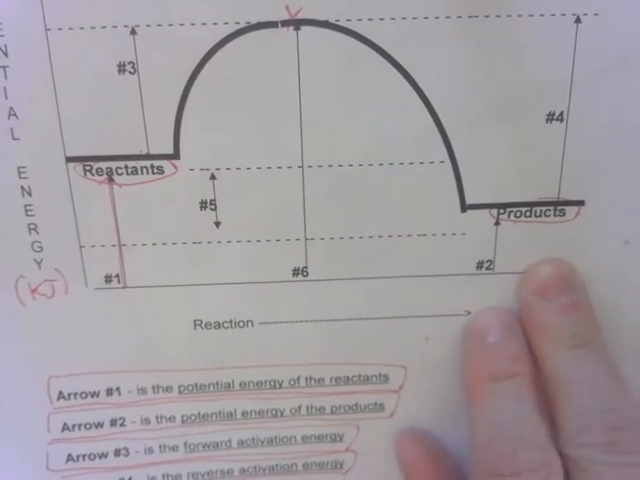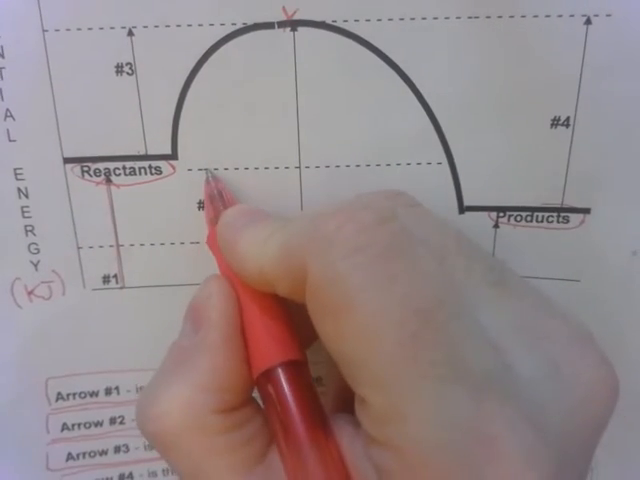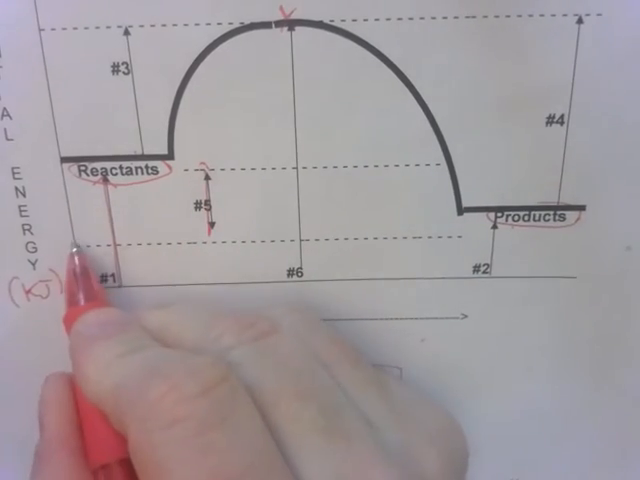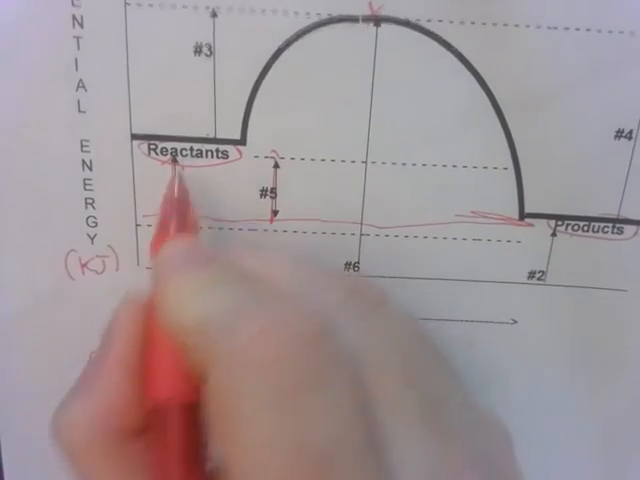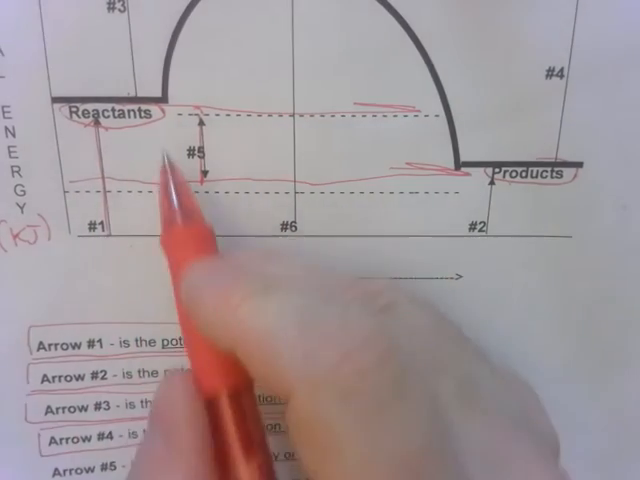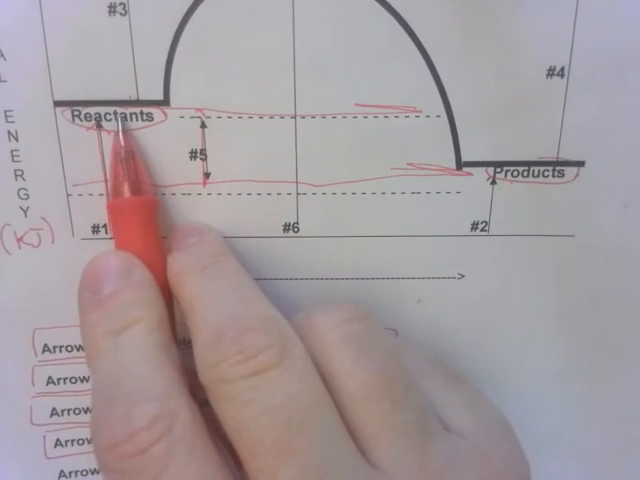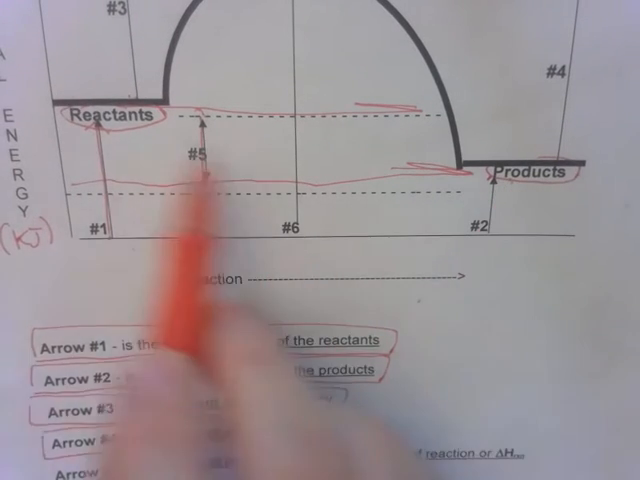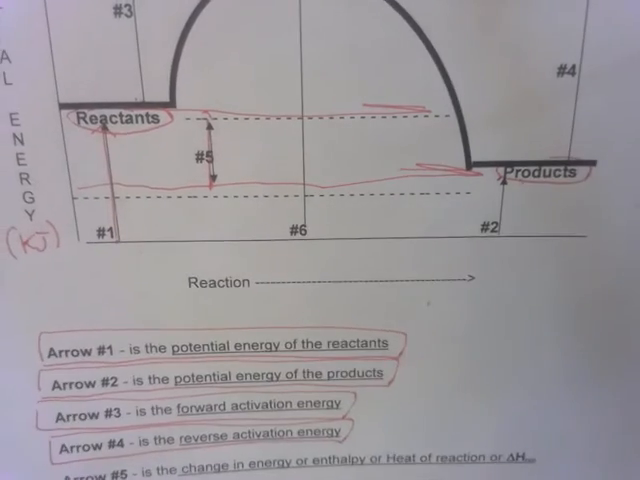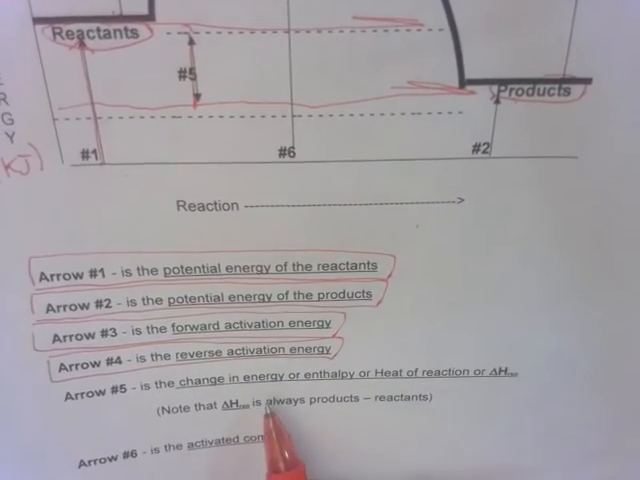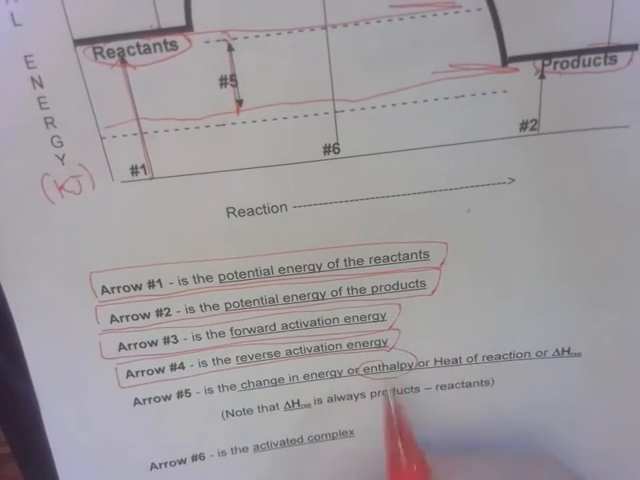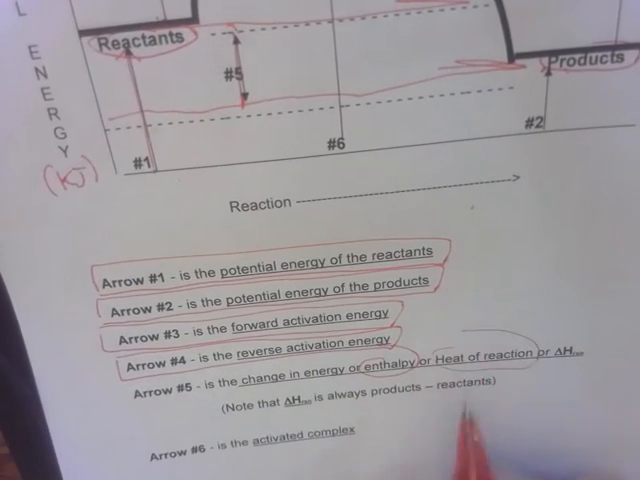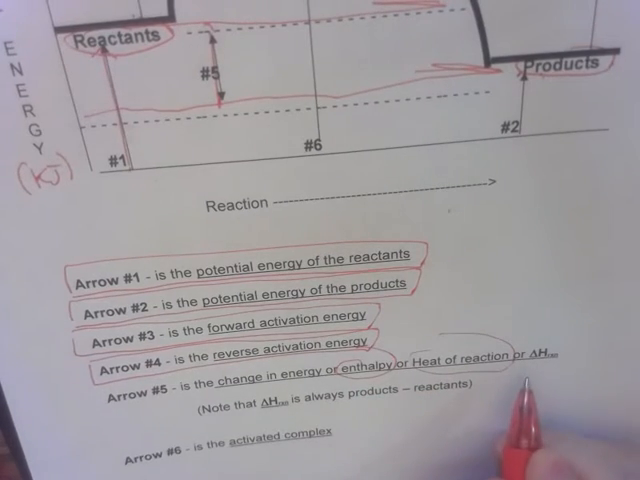The most important line, however, is this line right here, line number 5. And notice it's the difference between the products and the reactants. That's why I drew some lines here in between to show the difference between product energy and reactant energy. And if you remember, we already discussed what that is. The difference between the products and the reactants, or heat of products minus heat of reactants, that is the change in energy, or the enthalpy, or the heat of reaction, symbolized by delta H, which I have right here.